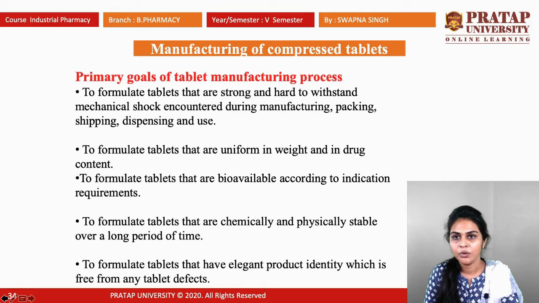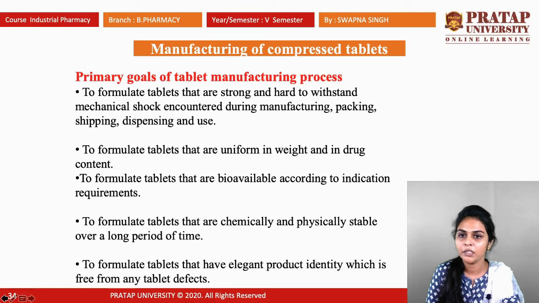So, primary goals of the tablet manufacturing process. First is to formulate tablets that are strong and hard enough to withstand mechanical shock and attrition during manufacturing, packing, shipping, dispensing and use. That means the tablets we formulate should be strong and hard enough to withstand mechanical shock during the manufacturing of tablet, during packing, during shipping or during dispensing of the tablets.